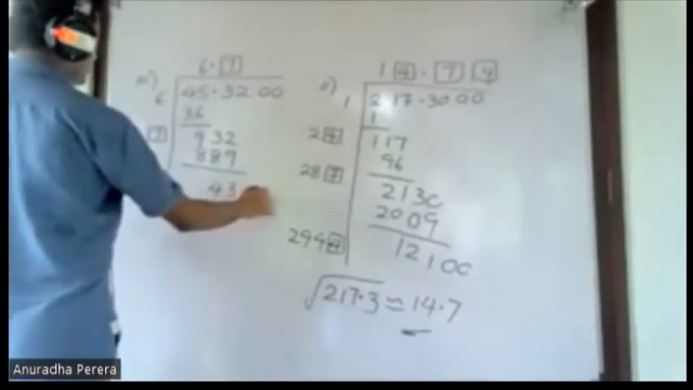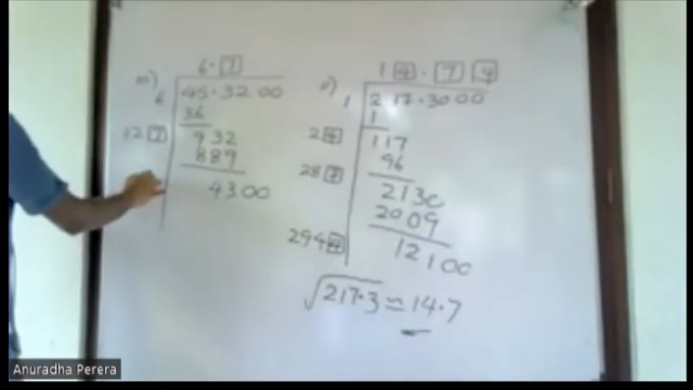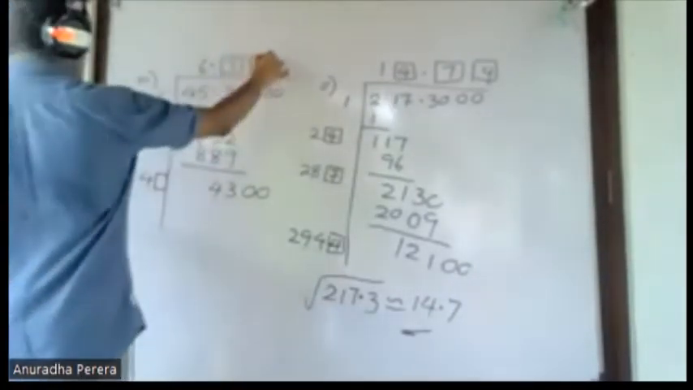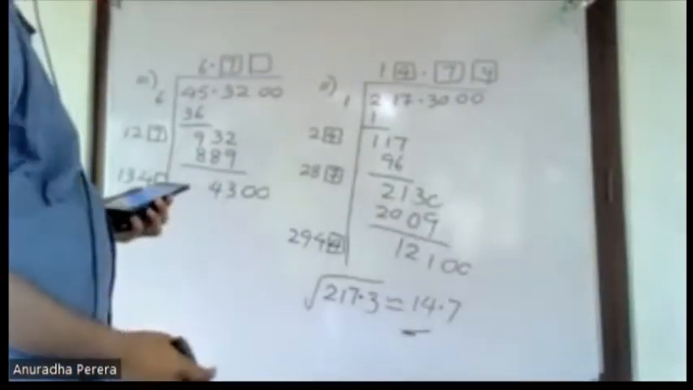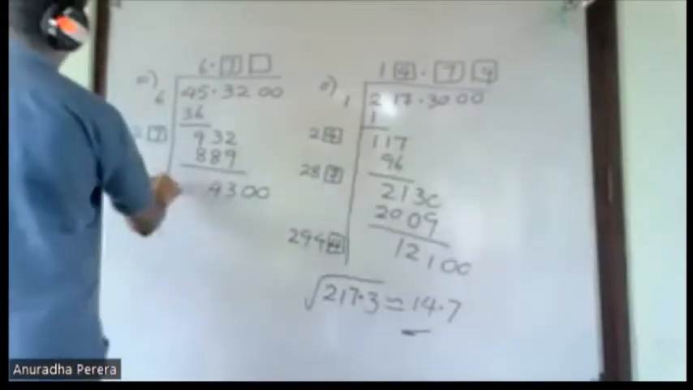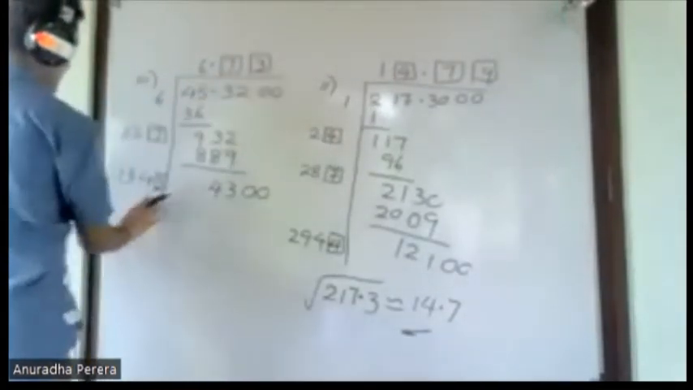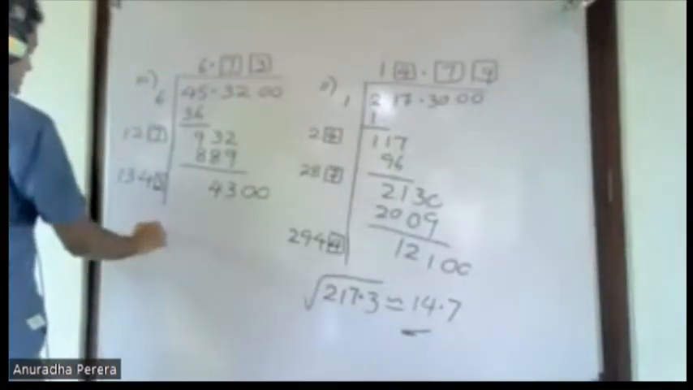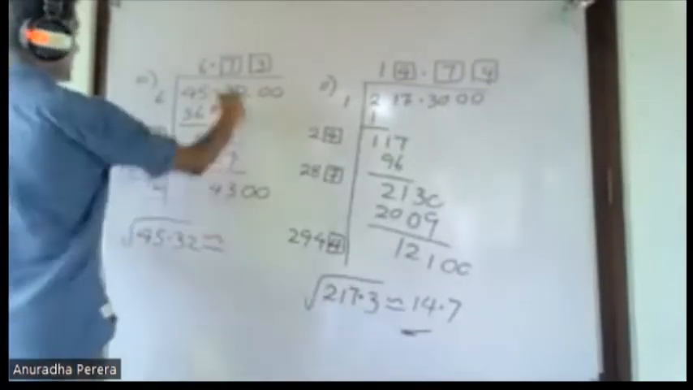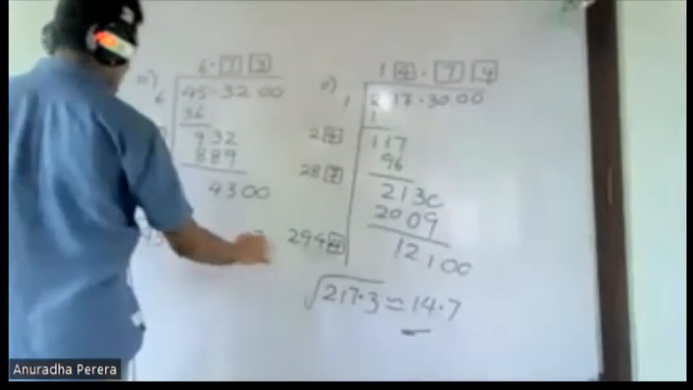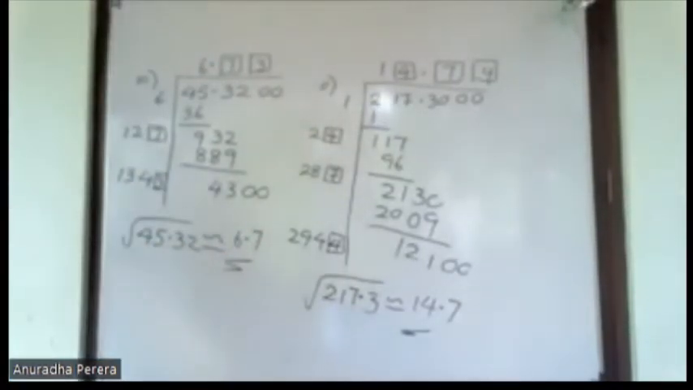Next pair. The value is 3. But we need to multiply. The answer is to the first decimal place. When rounding off, the answer becomes 6.7.